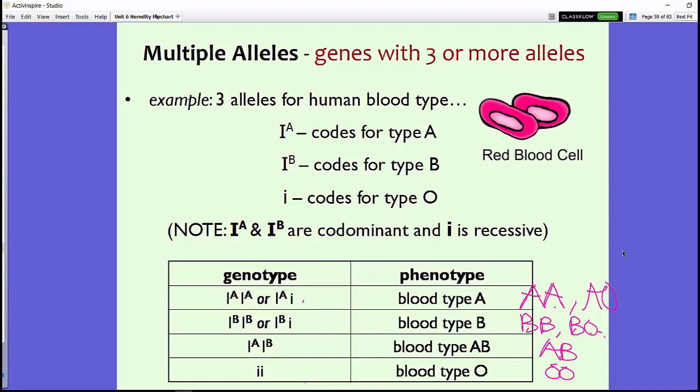So our genotypes, remember for blood type A, could be that the mom and the dad both give an uppercase A allele, or one of the parents could give an uppercase A and a lowercase I, or type O. That's why blood type A has 2 different genotypes. Same with blood type B. It could be written as big B, big B, big B, O.